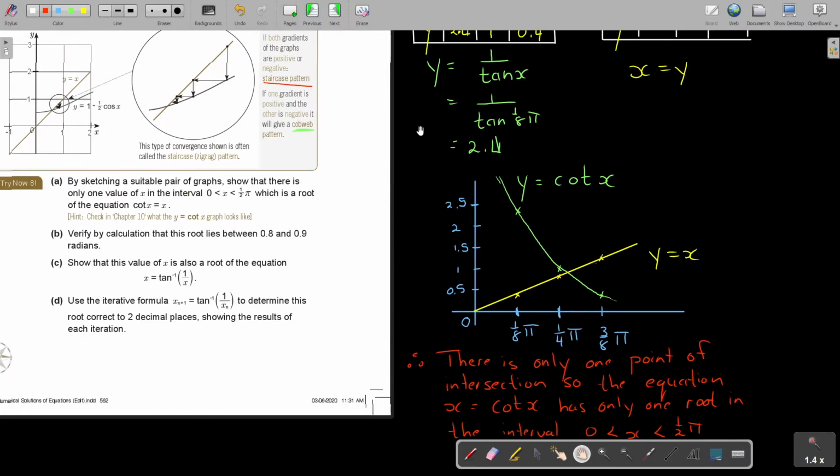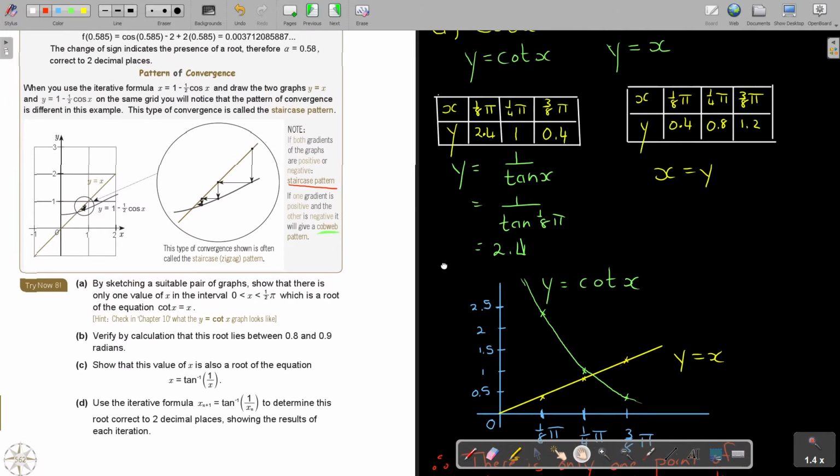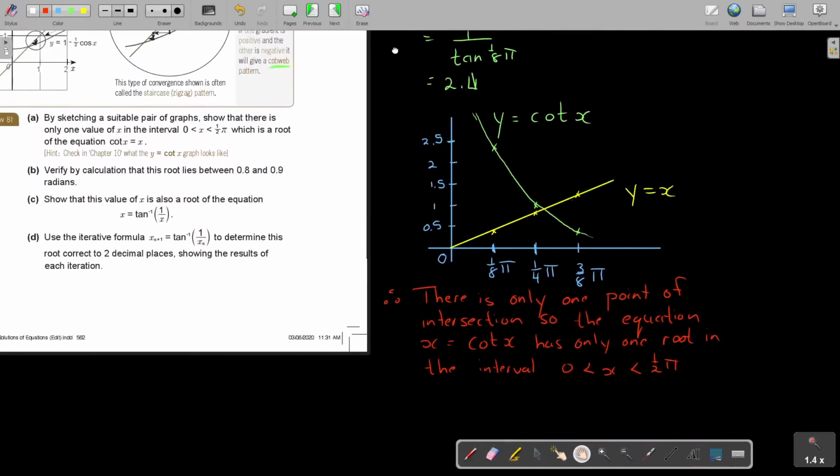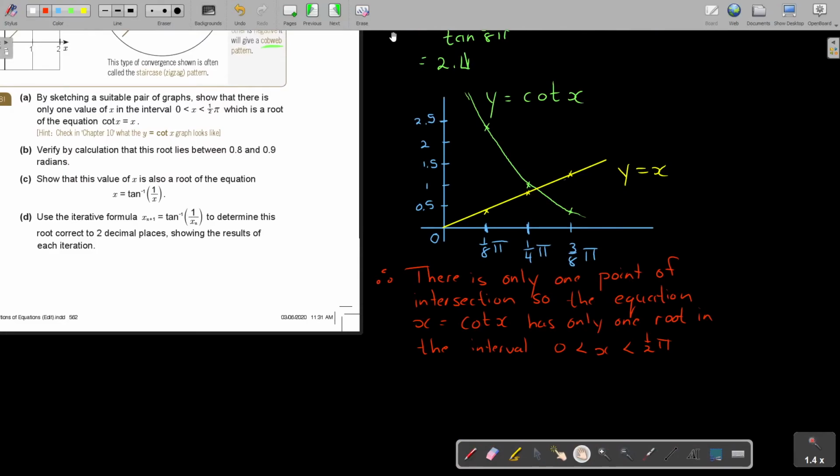Don't forget, that was, did I mark it? I remember. Yes, it was A. Okay, let's go to number B. Verify by calculation that this root lies between 0. Okay, so just remember, this is very important, that you take this equation now. There is the equation. Okay, let's just show you. And it doesn't matter if it goes to this side or to this side. In my example, I was just taking it to that side, but it doesn't matter as long as you just work with the same.